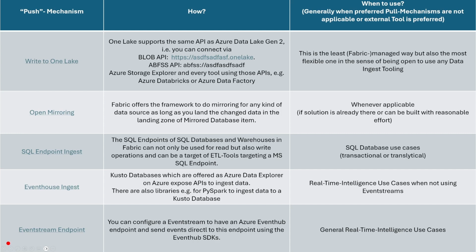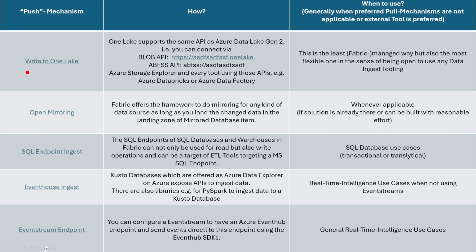Let's come to the so-called push mechanisms, how I would like to call it. It's all about mechanisms. How do I get data to Fabric with other tools, with my own scripts, with my existing ETL tool? What are the interfaces I can use to land that data here?